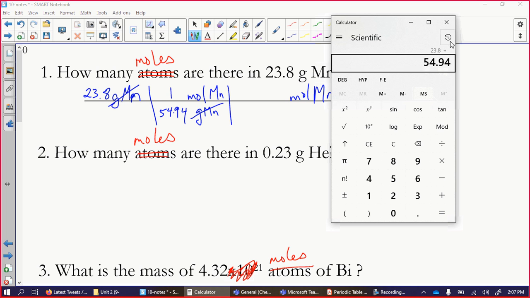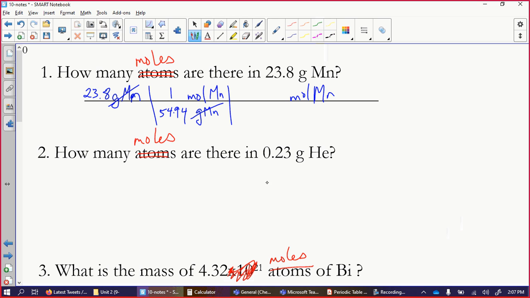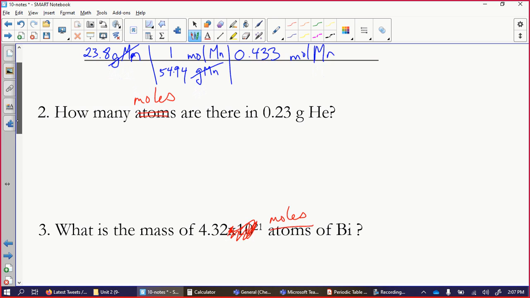Again, time. So 3 and 4. I'm going to report this to 3 significant figures because that's the smaller of the two. So that is 0.433 because I'm going to round. Any 0 at the beginning doesn't count. So 0.433, there's a 1 after that. So if we round, that would be 0.433 moles.